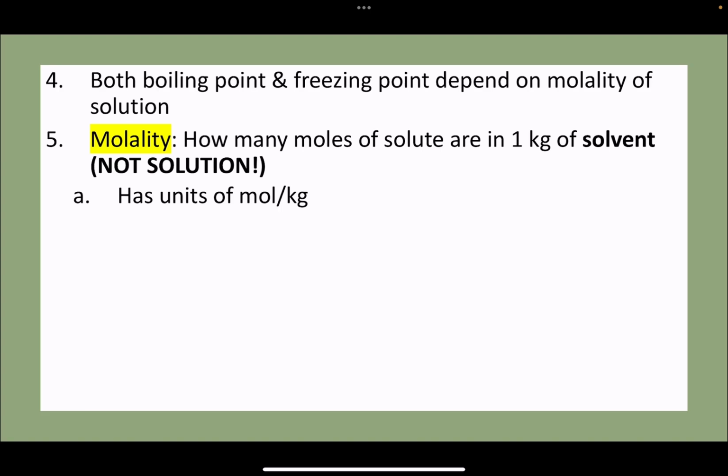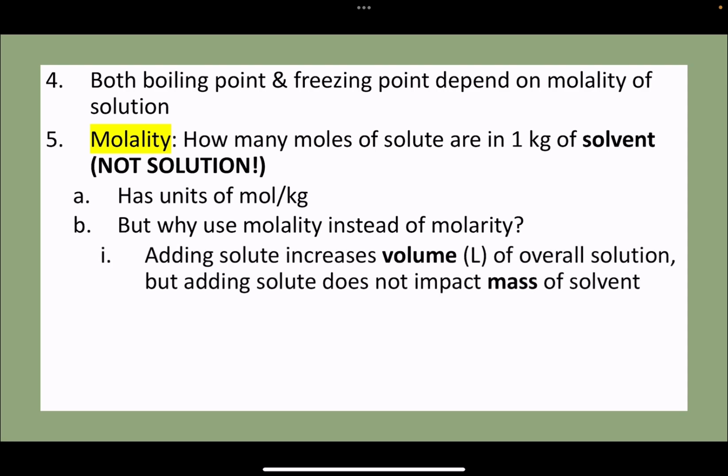Now, this is something we have to note. The units of molality are moles of solute per kilogram of solvent. Kilogram of solvent, not kilogram of solution. Why is this important? The reason this is important is because adding solute to a solvent increases the volume of the resulting solution as measured in liters. It does not, however, affect the mass of the solvent, which stays constant.